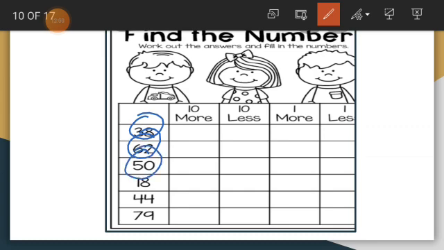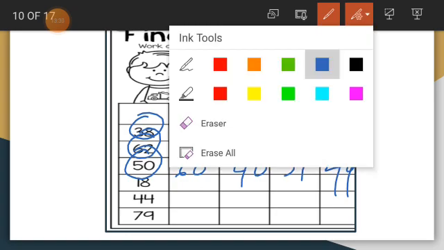Okay. Add 10 in 50, the answer is 60. Subtract 10 from 50, the answer is 40. And when we add 1 in 50, what is the answer? Very good, 51. And when we subtract the 1 from 50, that is 49. Fine. Now move to the next slide now.